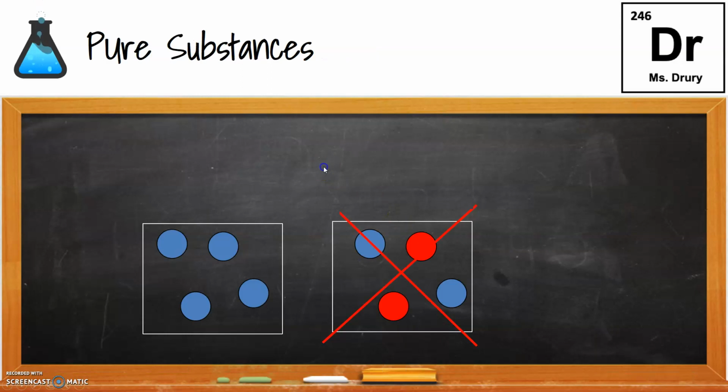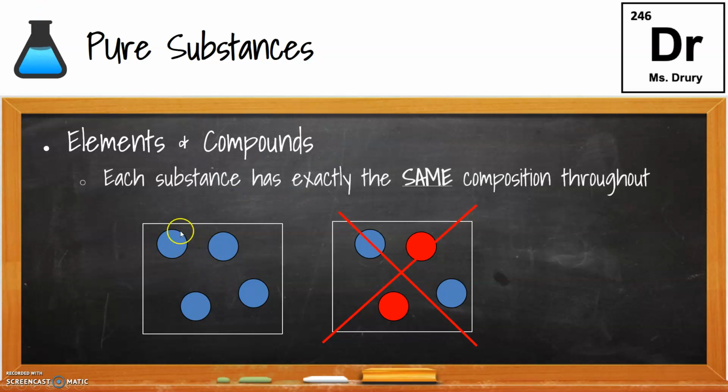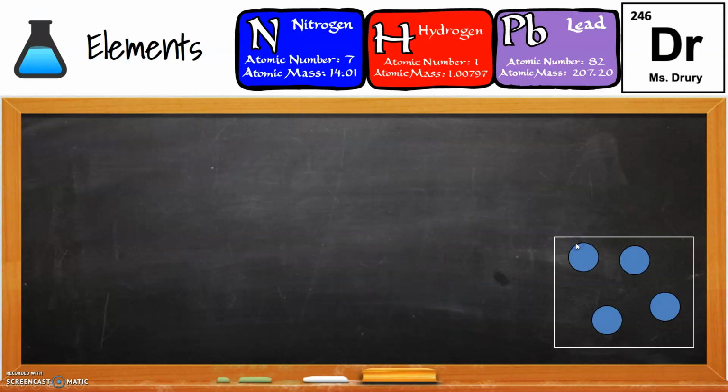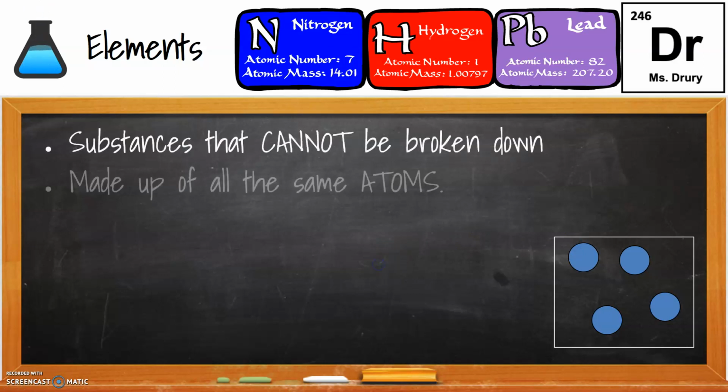So of the pure substances, the elements and compounds have to be the same particle over and over again. They have to be the same composition throughout. So you can't have a different colored particle in there, because that would be a mixture of those colors. The types of substances we have are elements, where they can't be broken down. They're as simple as possible and they're made up of atoms.